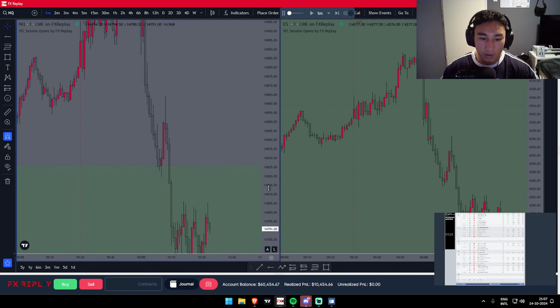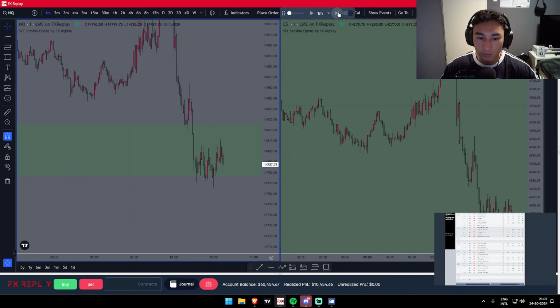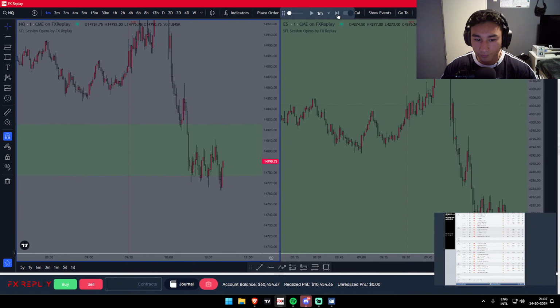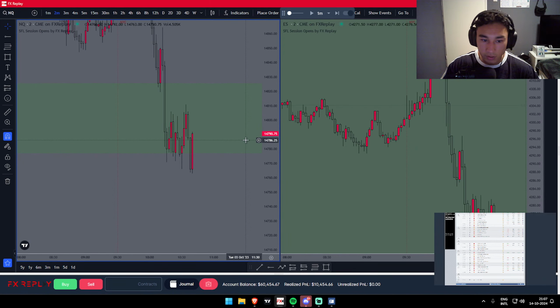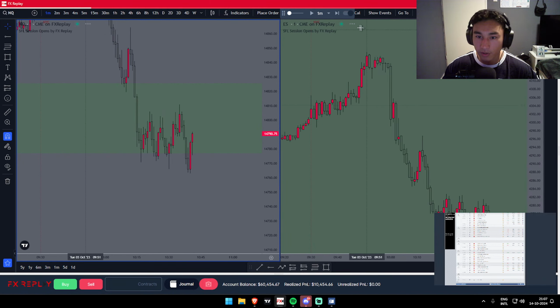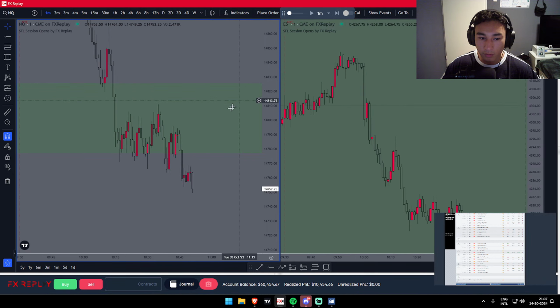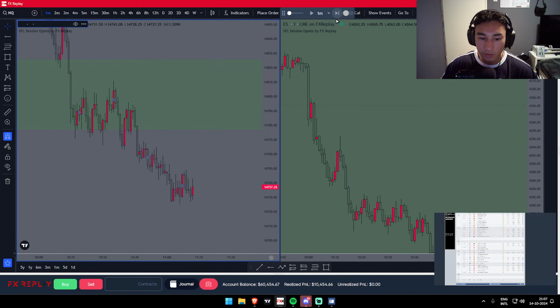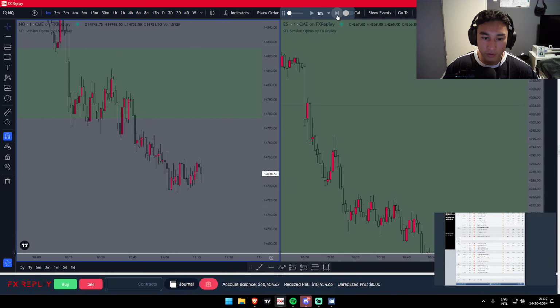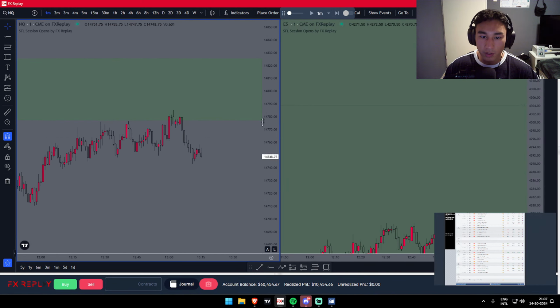I have nothing here, still inside kill zone or no, but let's see here. Is there anything here? No, nothing here. Let's wait for a lot more structure. It's going to be outside my kill zone. If we're just going to go lower, I'm not interested. Go to the PM session.